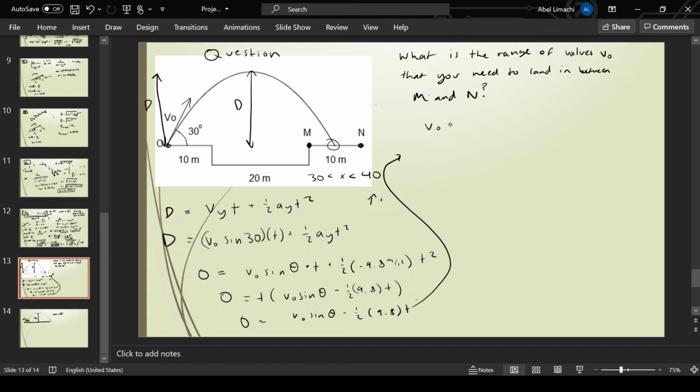We get v initial sine 30 equals 1/2 times 9.8 times t. If you divide by that, you get v initial sine 30 over 1/2 times 9.8 equals t. So this is the time it takes for that ball to hit the ground. And this is like a shortcut.